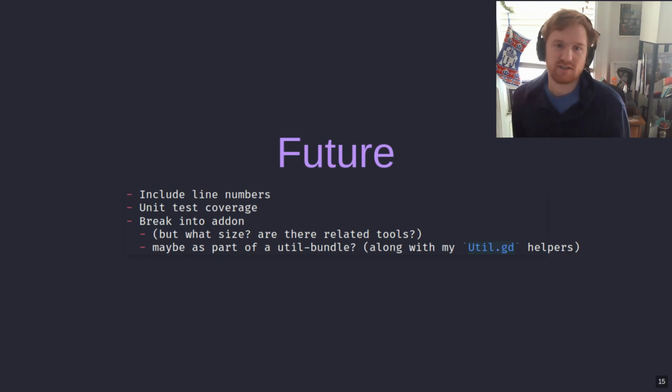In the future, I'd like to add line numbers to the prefix, add some unit tests to the code itself, and break it out into an add-on so anybody can jump in and use it. This is a little tricky because I'm not sure what the right size of an add-on is. I don't want to add more overhead for just one file. I think I'd rather put together a bundle of useful utilities. I'm still trying to figure out what goes in there, what doesn't go in there.